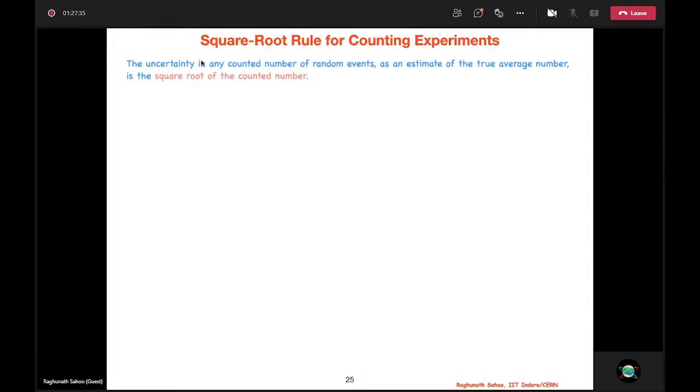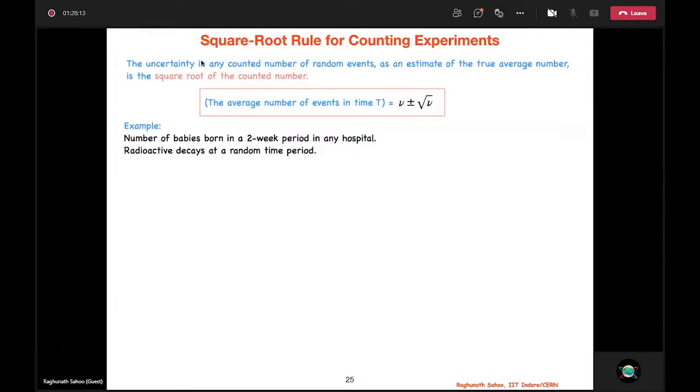The uncertainty in any counted number of random events, as an estimate of the true average, is the square root of the counted number. That is the rule, and I will convince you why it is the square root of the counted number. The average number of events in a given time, if you are counting for an interval t, can be 10 seconds, 20 minutes and all that. You have to write at the end the number nu plus minus root nu, where nu is the number you have got by counting for a time interval t.